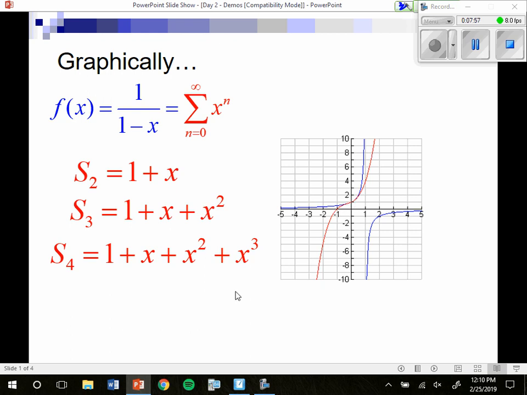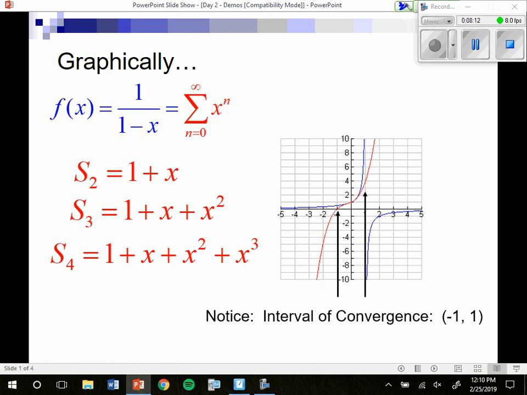But you see that if I added more terms, it would just hug that blue tighter. Is it ever going to hug every single part of that blue function? Where are the only x values it's going to hug? From -1 to 1. No matter how far I go, it's only going to match up between -1 and 1. Because that's where my series converges. Does that make sense?